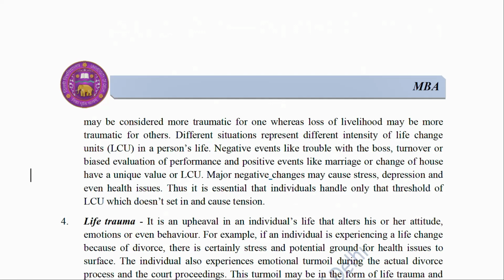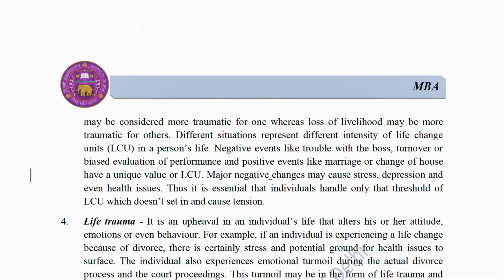Negative events like trouble with the boss, turnover, or biased evaluation of performance, and positive events like marriage or change of house have a unique value or LCU. Major negative changes may cause stress, depression, and even health issues. Thus, it is essential that individuals handle only that threshold of LCU which doesn't set in and cause tension.